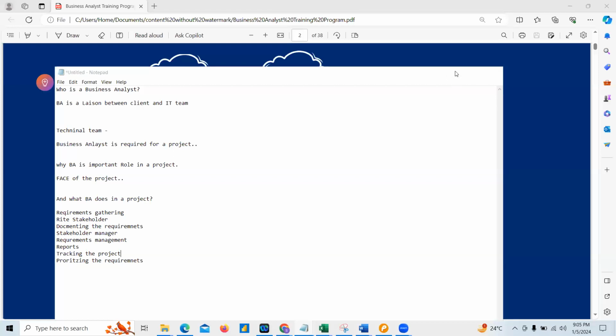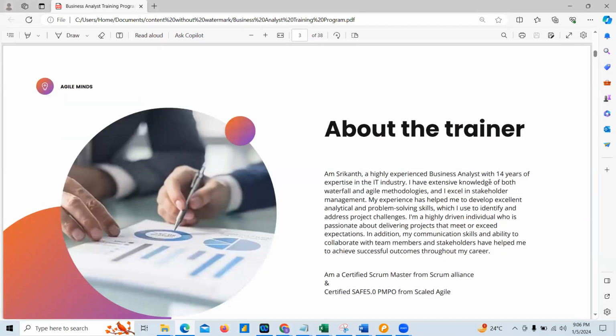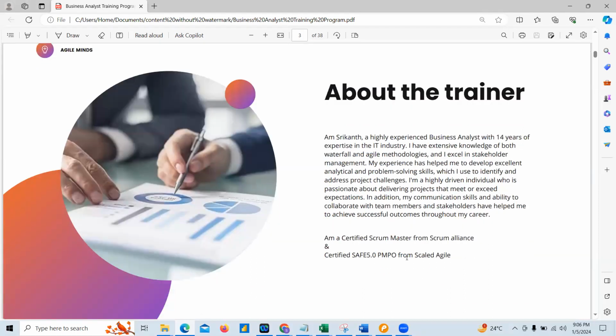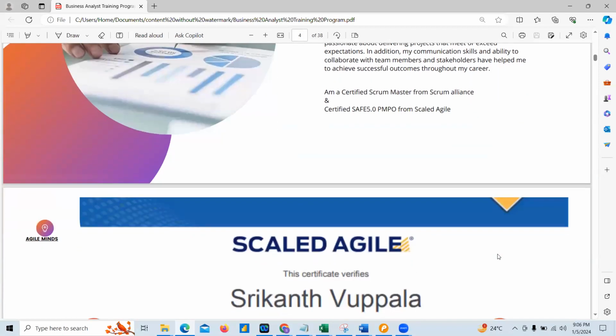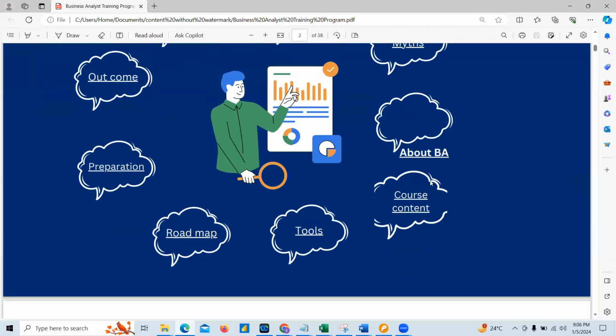Okay, so before that, I just forgot to tell you about me. I think you must have seen my LinkedIn profile, which I shared in the WhatsApp groups, right? So I'm also a certified Scrum Master, and a certified product owner and product manager from Scaled Agile, SAFe certification. Okay, so I hold these two certifications. Now we'll get into the course content.